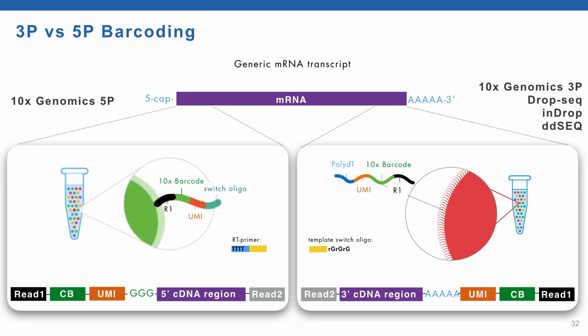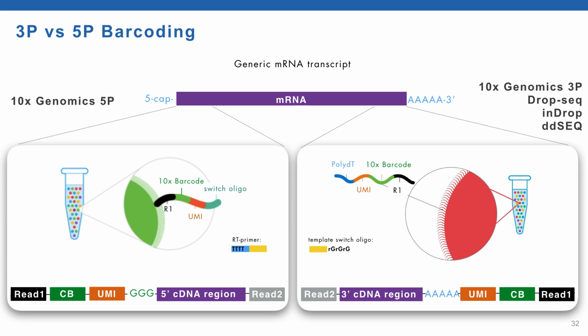With 10x's 5' kit, they essentially switch this around. So instead of on the 3' kit the RT primer coming from the bead and the template switch oligo being free floating in solution, for the 5' kit it's the other way around, where the template switch oligo is associated with the bead and the RT primer is free floating in solution. Once you amplify the cDNA, you break it down, you make a library, you now have a 5' tag gene expression library.